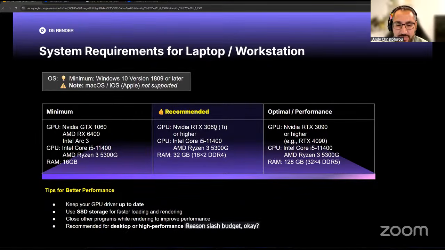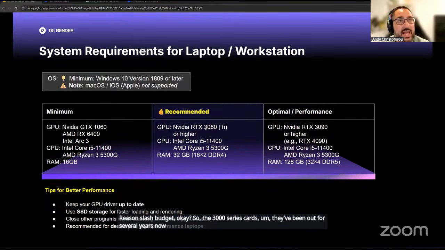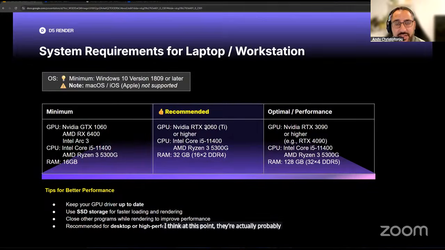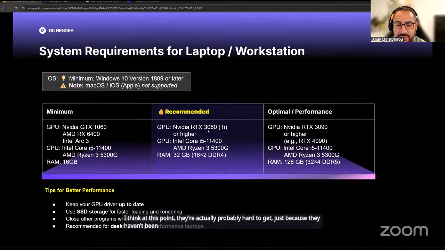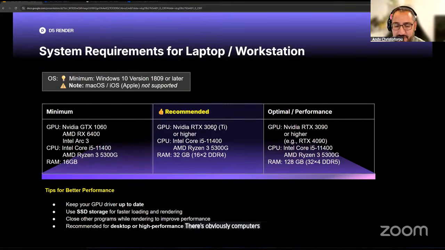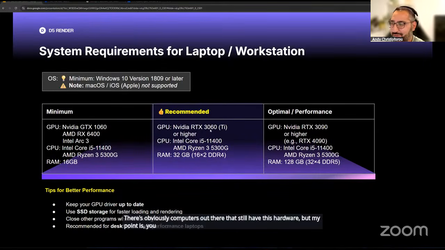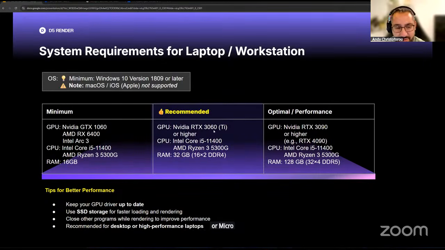The 3000 series cards have been out for several years now, and at this point they're probably hard to get because they haven't been manufactured. Now we're on the 5000 series in terms of NVIDIA, so this is two series ago. There are obviously computers out there that still have this hardware, but you can't go to Best Buy or Micro Center or wherever you buy computer parts and get these cards anymore. If you're looking at the current 5000 series, I do not recommend going below a 5060 Ti. That's the bare minimum.